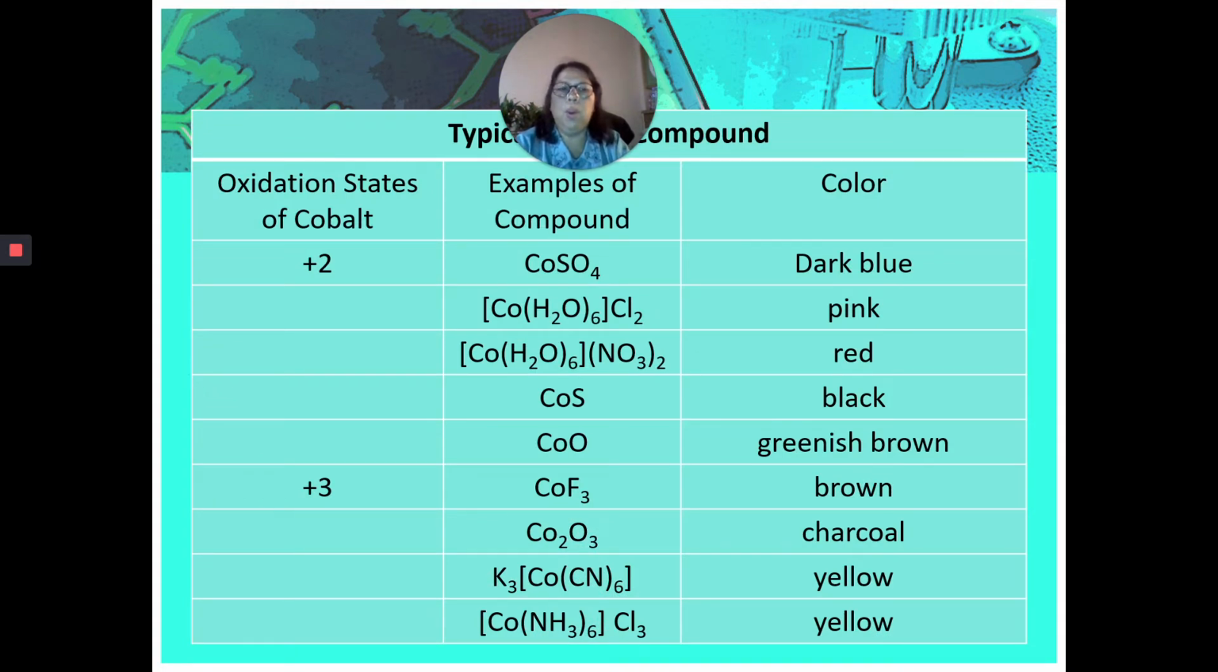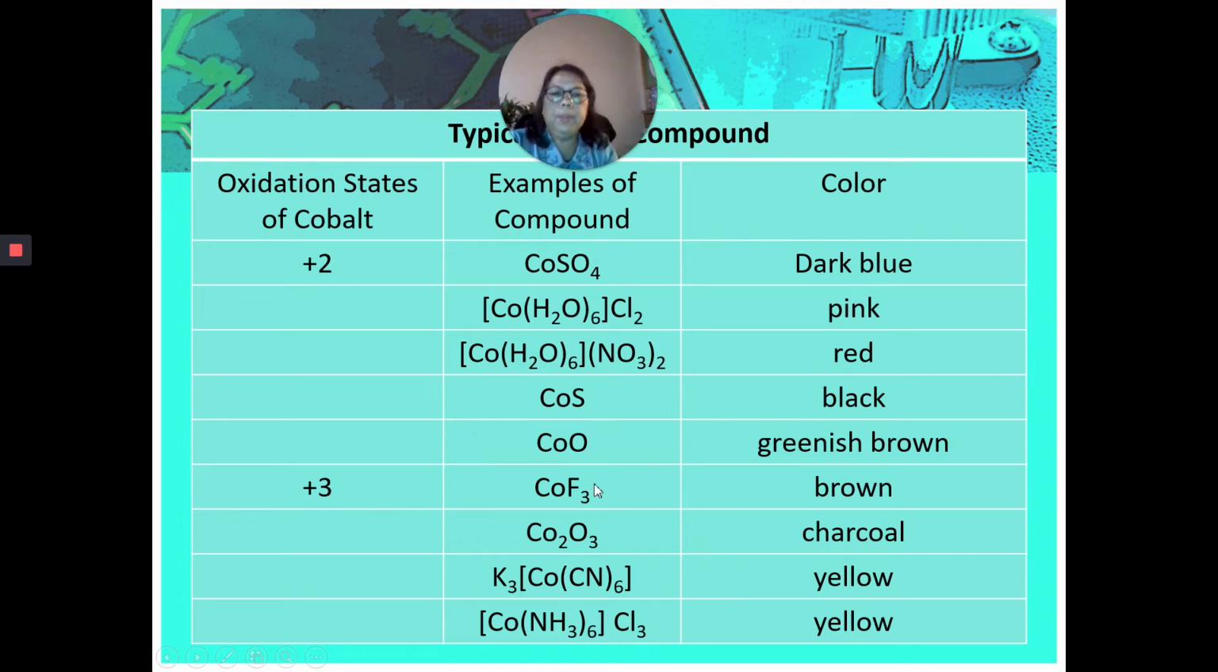Okay, we have here cobalt. Cobalt is another beautiful metal. So cobalt plus 2. If we're going to look at the color, dark blue persulfate. If it is working with halides, they are pink, chlorine. And then if they are working with nitrates, they are red. Sulfur, black. Oxygen, green.